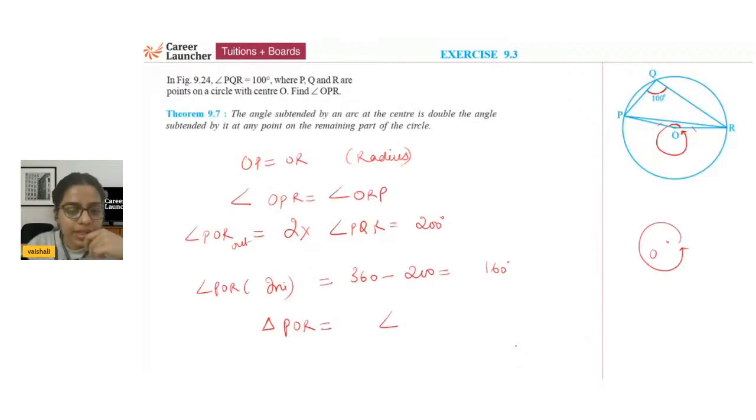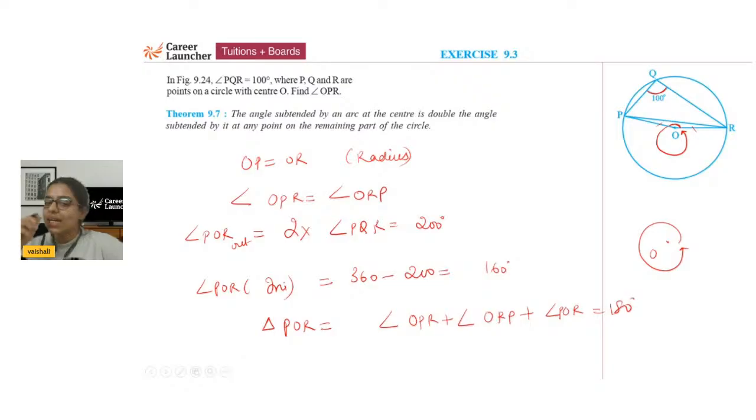So we were here, angle OPR. Now we are focusing on the triangle POR. So OPR plus ORP, and what is the other angle? POR. So we are applying the angle sum property, that if I'm looking at the sum of all the three angles, it is equal to 180 degrees.